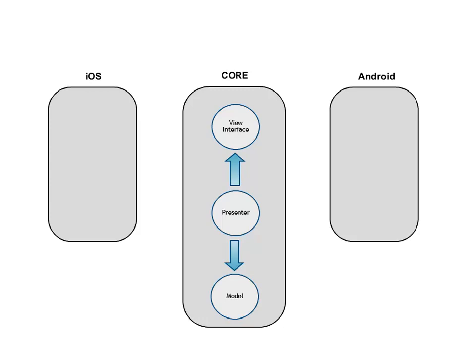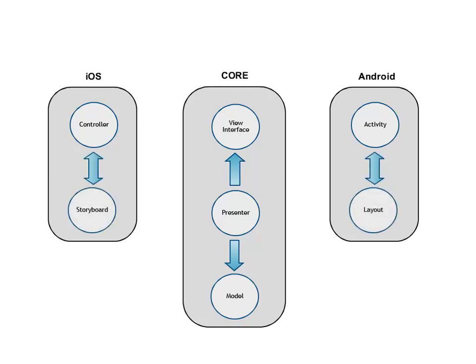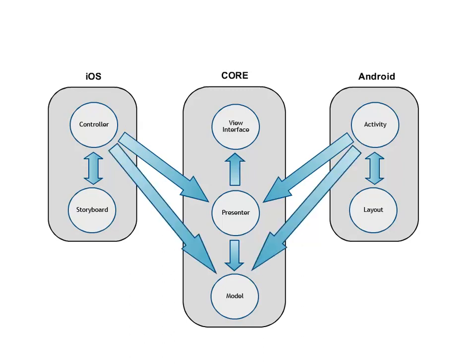Anyway, we reduce the responsibility of the controller in iOS and the activity in Android to just handle the platform-specific user interface bindings, with no presentation logic at all. How does the presenter talk to the controller and the activity? Both the controller and the activity implement the view interface. The presenter communicates with them through this interface. However, the controller and the activity can talk directly to the presenter, as well as the model provided to them by the presenter for data display.